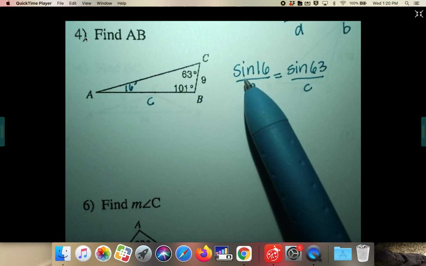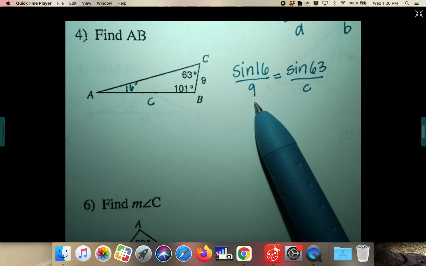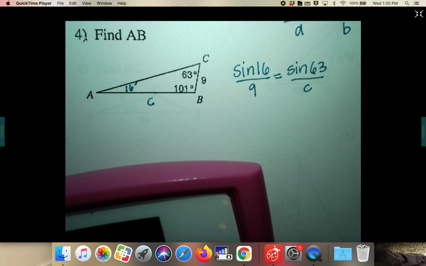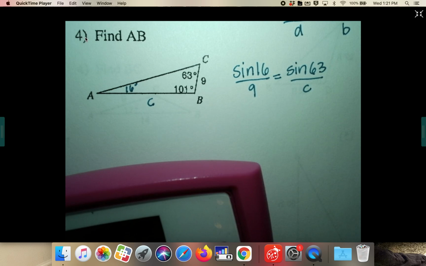Did I set that up right? Sine 16 over 9 equals sine 63 over C. I'm going to put it in my calculator one more time. Sine of 63, oh, I put 36. That's why. Sine 63 times 9 divided by sine of 16.